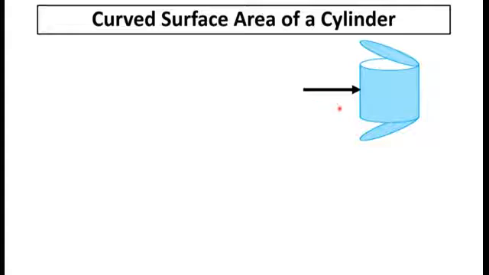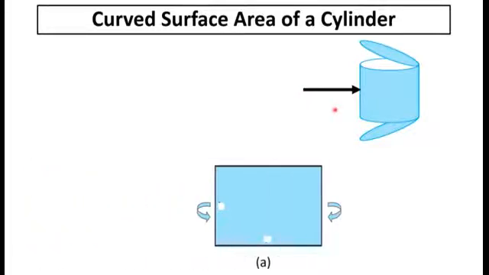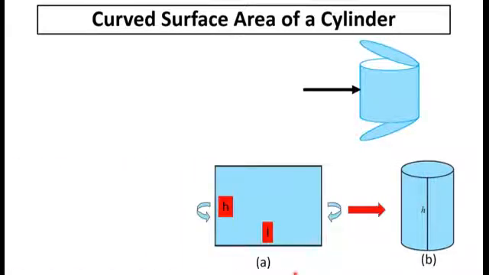Curved surface area of a cylinder. So a cylinder has been shown in figure. For this cylinder, curved surface area is shown by this arrow. If this curved surface area is cut open and spread like as shown in figure A here, we will get a rectangle. This rectangle is having length L and height H. When this rectangle is folded, we get cylinder as shown in figure B.